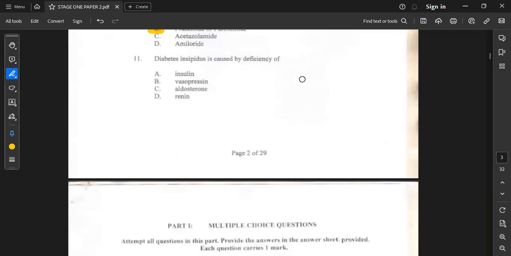Diabetes insipidus is caused by the deficiency of insulin, vasopressin, aldosterone, or renin? Vasopressin.